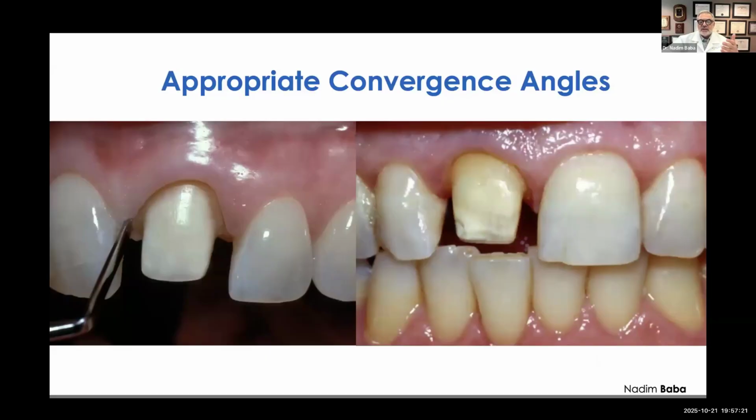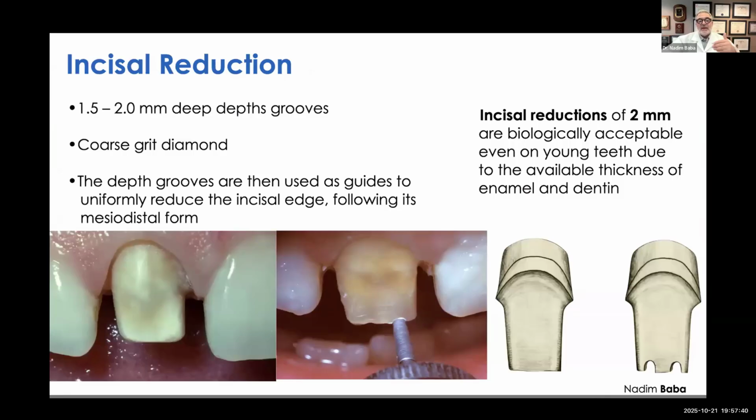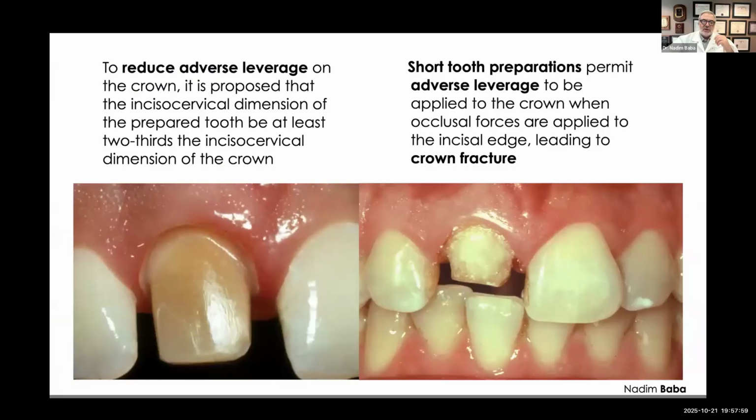Now, appropriate convergence angle is important. Again, excessive parallelism can be an issue, specifically when you're cementing the crown. It could put a lot of stress into the crown and sometimes can cause fractures of the crown, not the zirconia ones, but the lithium disilicate. So it's important that you also reduce the incisal a good 2 millimeters. And how do you do that? By increments. You can take a burr that is 1 millimeter, sink it in there, join these together, and then add another millimeter, and then at the end, smooth everything together.